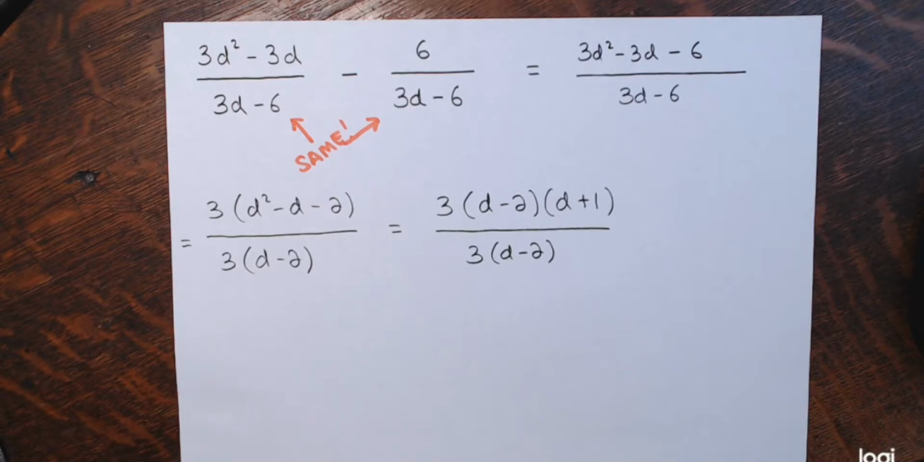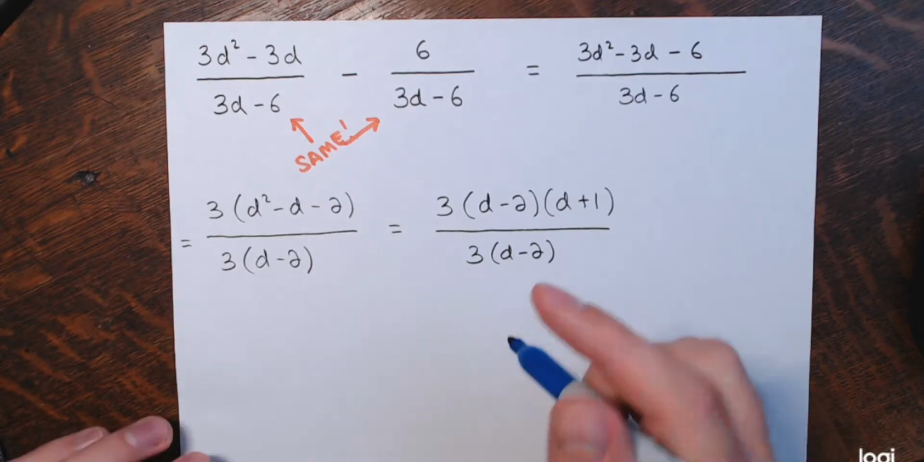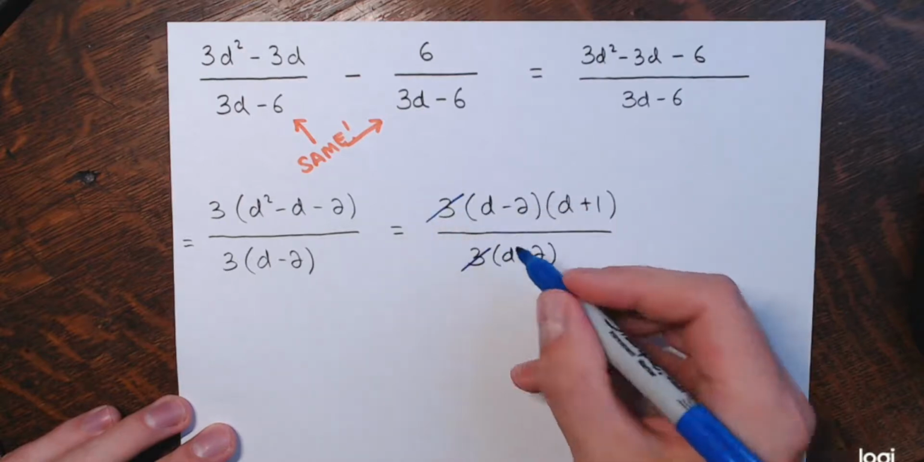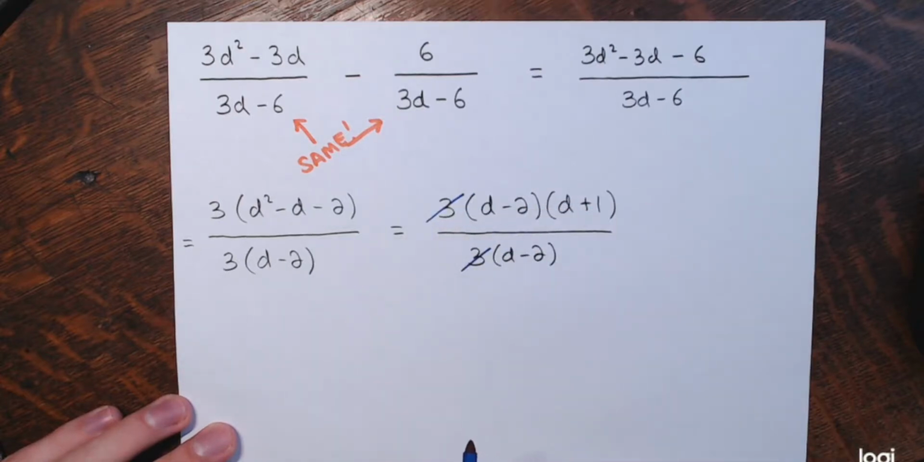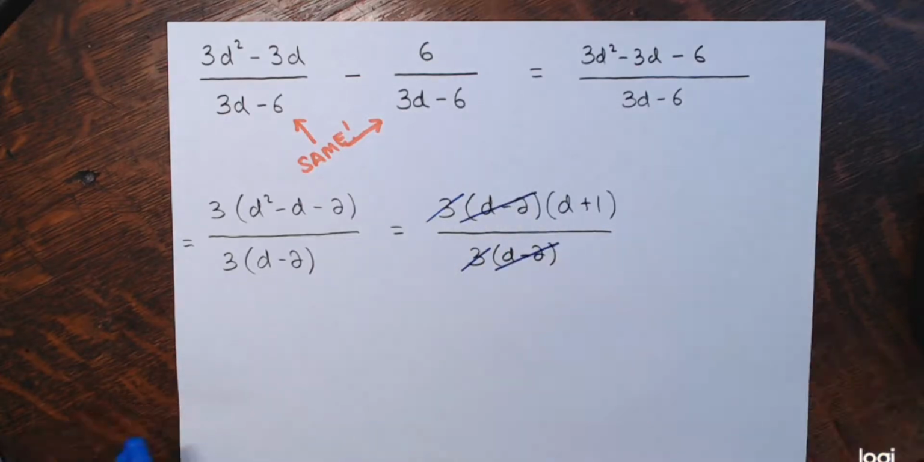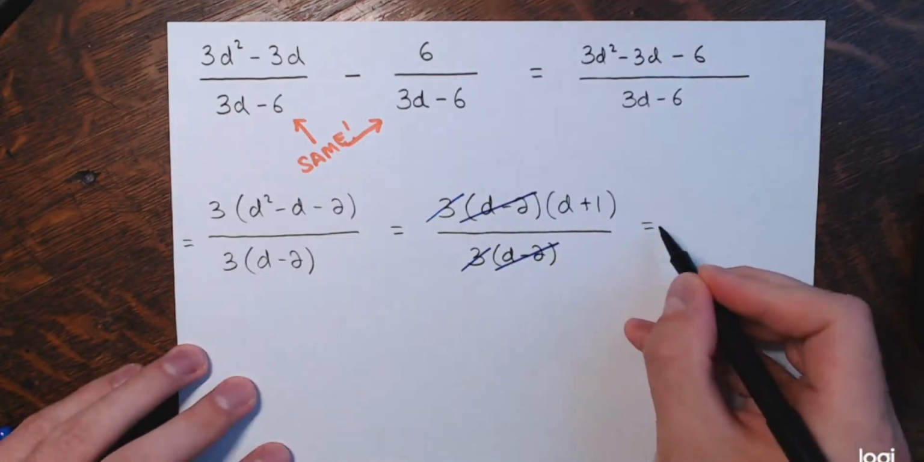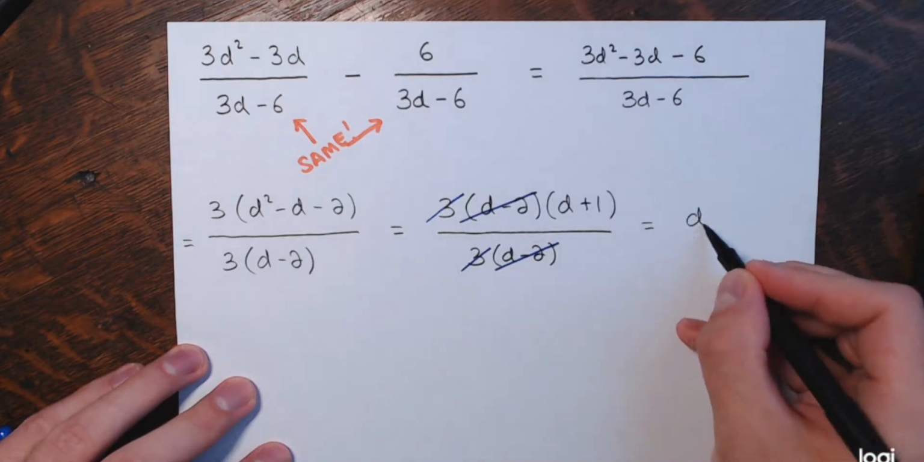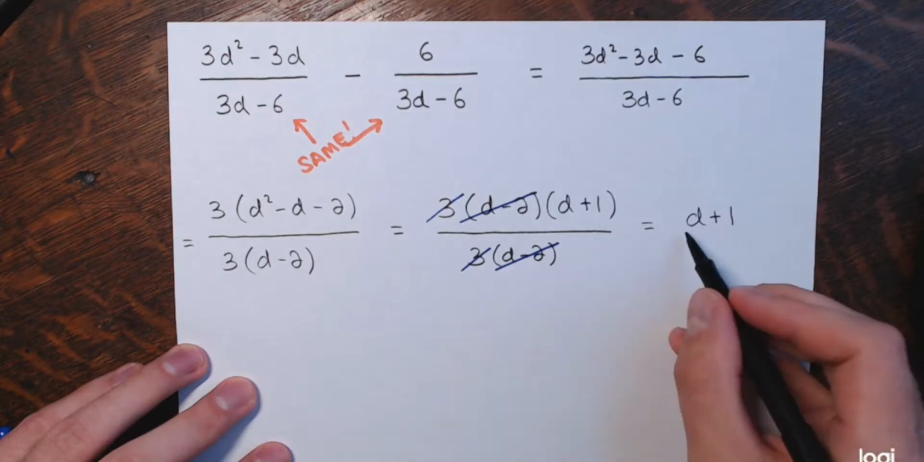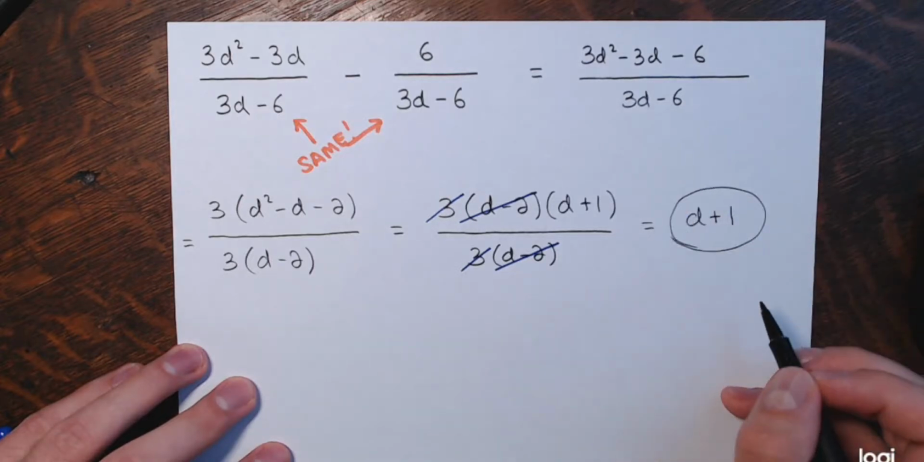Looking at the factored forms of the numerator and denominator, I will now divide out common factors, right? The numerator has a common factor of 3, and so does the denominator. They have a common factor of d minus 2. So all I'm left with is d plus 1 in the numerator, and divided by 1 in the denominator. But again, there's no real reason to write divided by 1.